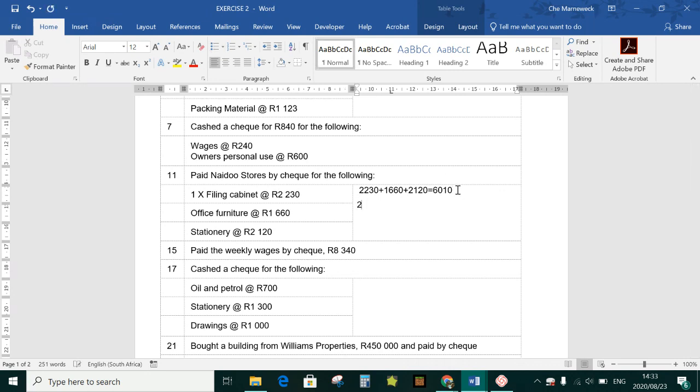So 2,230 plus 1,660 will give us 3,890. That is the value of our equipment. And then the 2,120 is stationery.